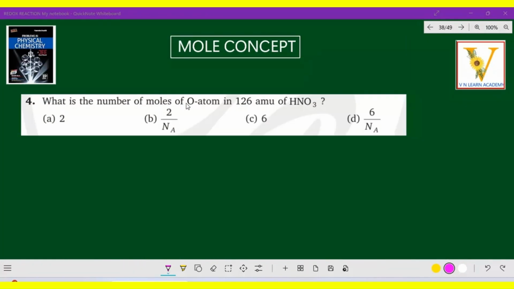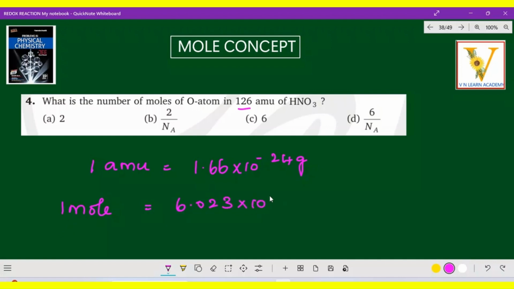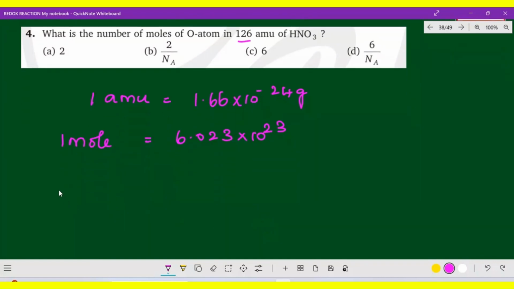What is the number of moles of oxygen atoms in 126 AMU of HNO3, nitric acid? This is also interesting. Here they mention 126 AMU. Generally, 1 AMU equals 1.66 into 10 to the power of minus 24 gram, that is the nucleons we mentioned. The same way, 1 mole equals 6.023 into 10 to the power of 23. Now the molecular mass of HNO3.